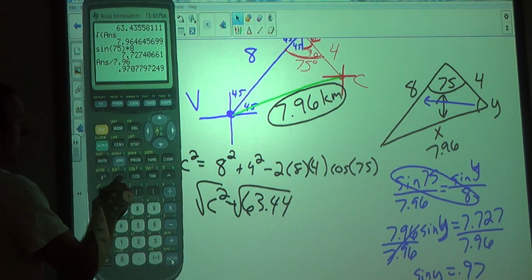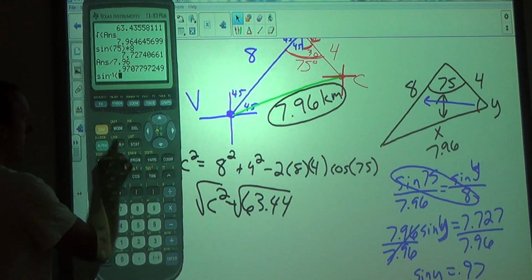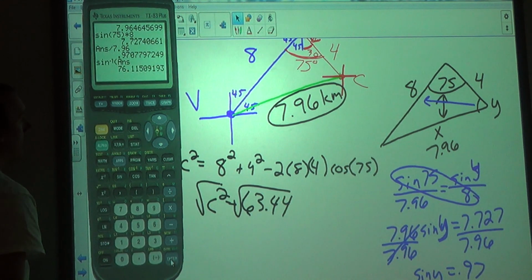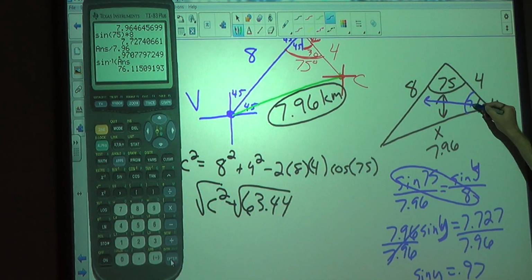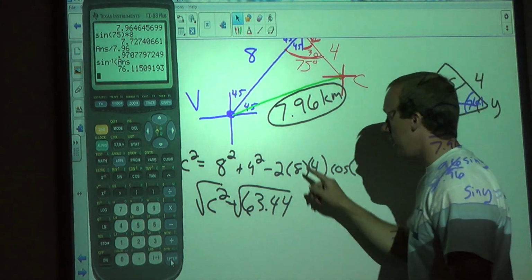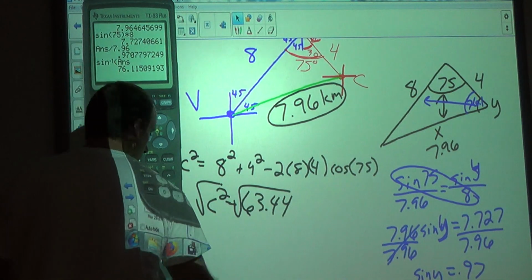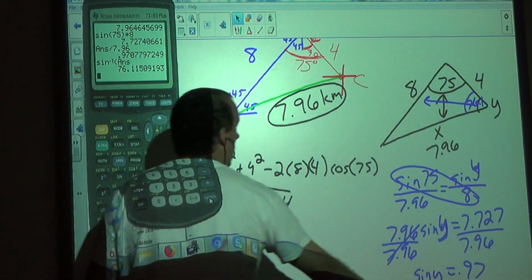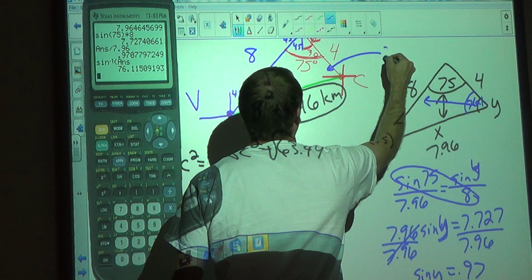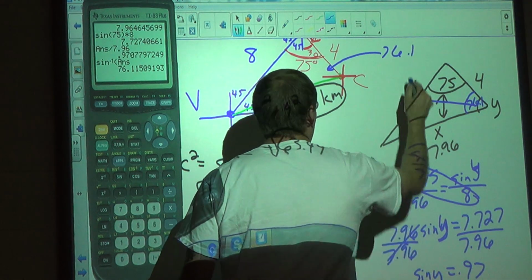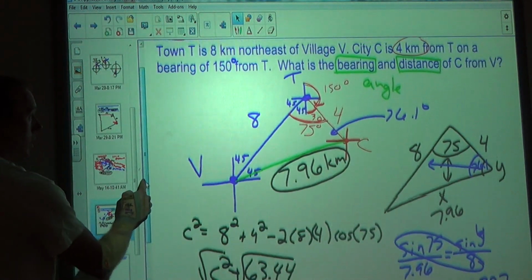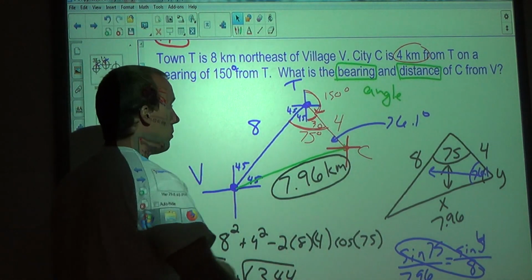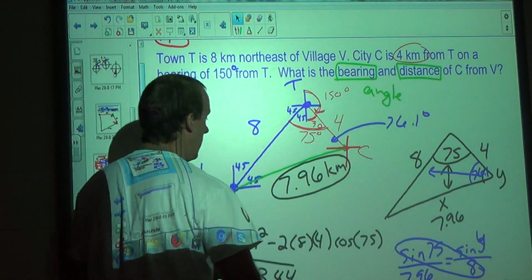You've got to do the inverse. So second sine inverse, second answer. Okay, and my angle there would be 76.1 degrees. Okay? So now let's go back up here and let's try to figure this out. So this angle here, total is 76.1. Okay, they want us to go back here, so let's get rid of my calculator. It says, what is the bearing and distance of C from V?